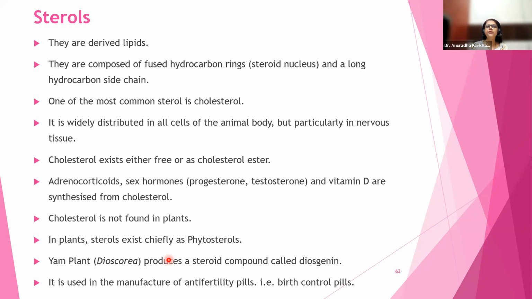It is widely distributed in all cells of the animal body, but particularly in the nervous tissue. So see, your nervous tissue requires fats. So don't go on a fad diet where you are not allowed to eat even a little bit of fats. It's going to harm your nervous system. Okay? Cholesterol exists either free or as cholesterol esters.